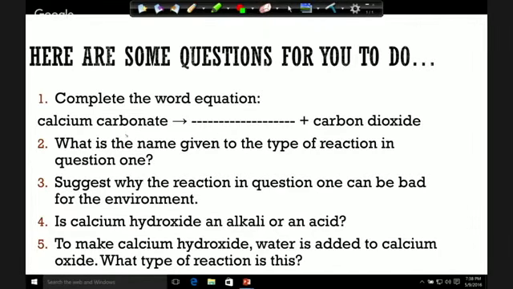Okay, let's go through these then. Complete the word equation: calcium carbonate goes into calcium oxide plus carbon dioxide. These are all typical exam questions that you might get. What is the name given to this type of reaction? It is a thermal decomposition reaction.